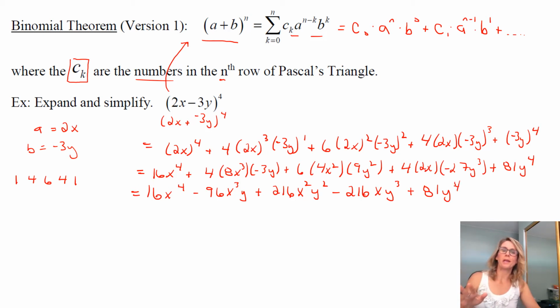So it's not that it's not any work at all, but honestly, most people would say that it's still more efficient than taking 2x minus 3y and multiplying it by itself four times.